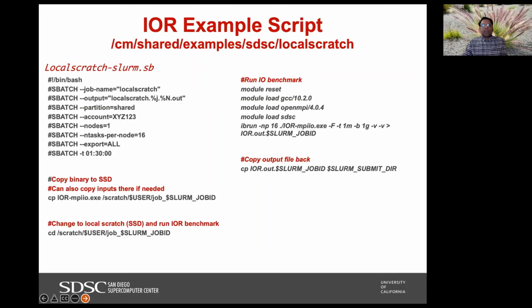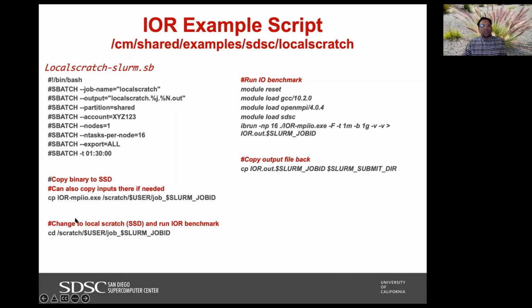So if you want to run this demo, go to /cm/shared/examples/sdsc/local_scratch. This is the examples directory, and you can just copy this local scratch script along with the executables that are there. Mary will go into running jobs a little bit more, so I won't go too much into the Slurm details here. Just remember that basically we are choosing a shared node. We are saying one node with 16 tasks.